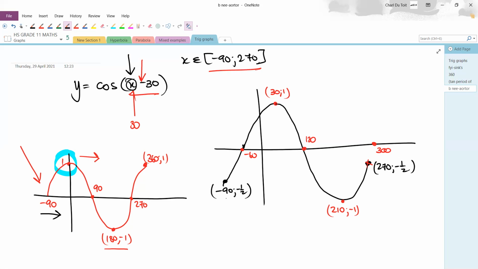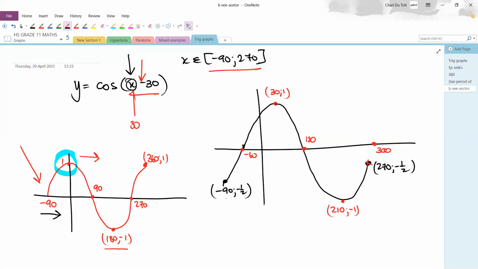Okay. I get better values. There's negative 90 and negative 0.5 and half, negative 60 and 0, negative 30 we don't have in, so we can scroll down. Then you have 30 and 1, 120 and 0, 210 minus 1, and 270 and negative 0.5. So a lot of students, when they draw graphs, they just type it in the calculator. They know where the coordinates are. They just draw the curve.